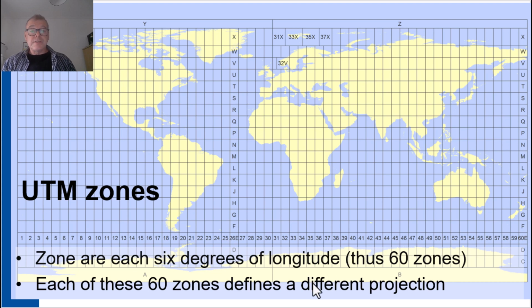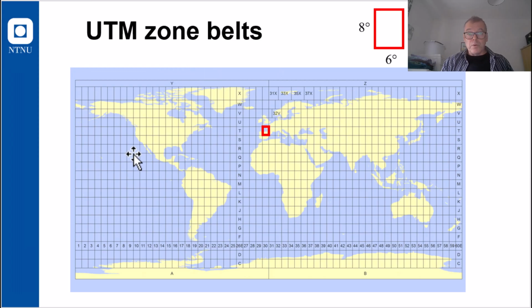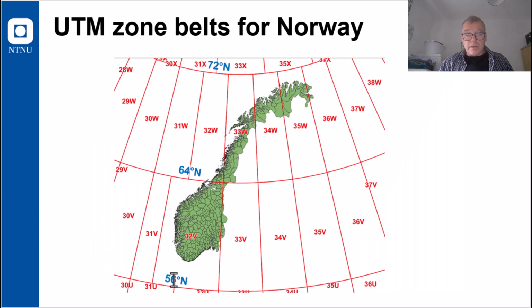And each of these 60 zones defines a different map projection. We also have zone belts, and these are 6 degrees wide and 8 degrees tall. For Norway, we start at 56 degrees north with an interval of 8 degrees north. We get a new zone belt at 64 degrees north, and it goes up to 72 degrees north.